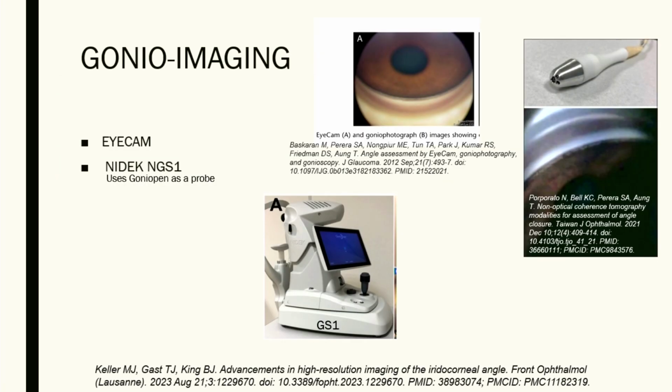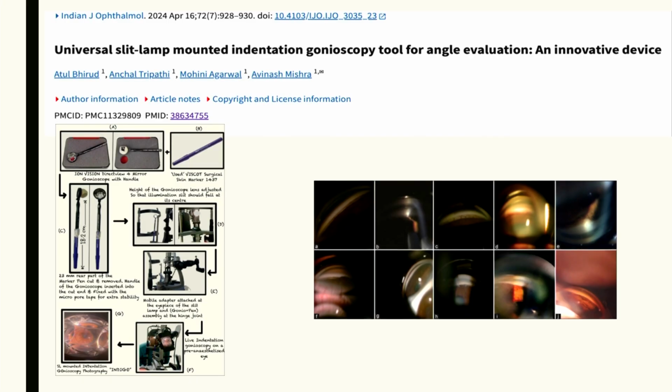So there are some new ways that we can perform gonioscopy. This is gonio imaging. The first image is showing us a picture of the angles taken through the iCam. This is the Nidek NGS-1 system, which uses the gonio pen as a probe, and this is how it's going to show an image. Another novel way of documentation is where they have mounted the normal gonioscope onto the slit lamp, and in front of the oculars they've placed a smartphone, and this is how they have documented and taken good quality pictures of the angles.